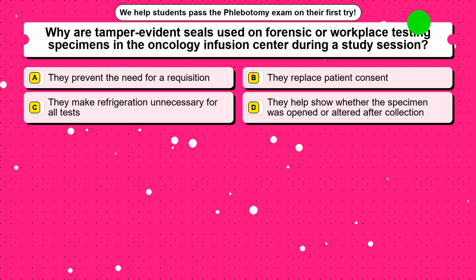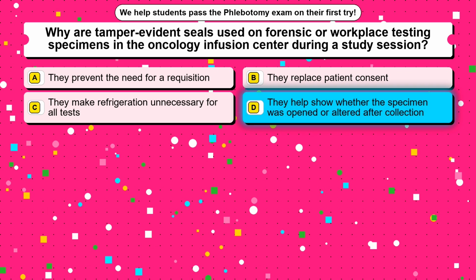Question 74. Why are tamper-evident seals used on forensic or workplace testing specimens in the Oncology Infusion Center during a study session? Option A. They prevent the need for a requisition. Option B. They replace patient consent. Option C. They make refrigeration unnecessary for all tests. Option D. They help show whether the specimen was opened or altered after collection.